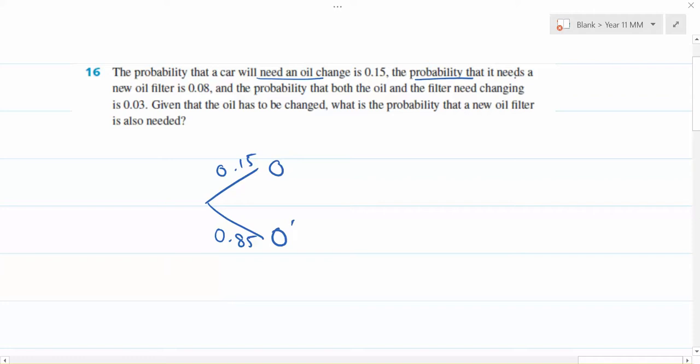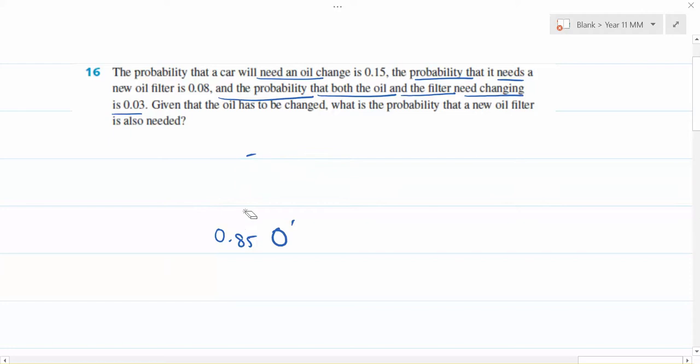Now they say the probability that it needs a new oil filter is 0.08. Just be careful here because they didn't say that the oil filter is dependent on the oil change. So I'm just going to stop there for a moment and read the next few lines before I try to answer the question. It says, and the probability that both oil and the filter need changing is 0.003.